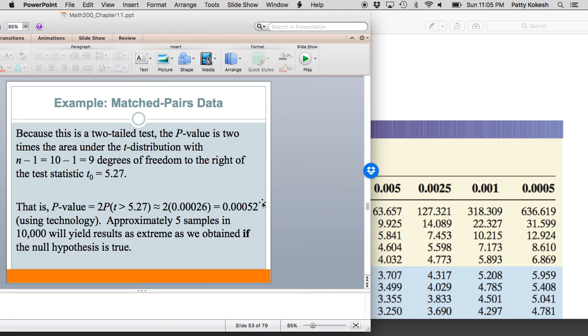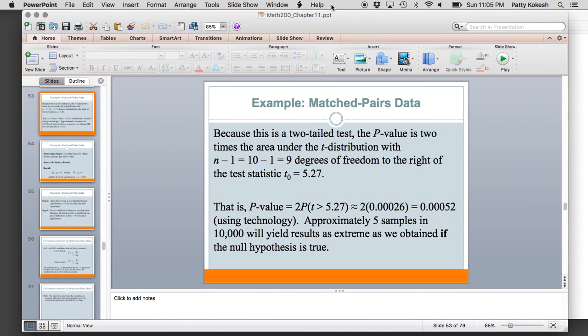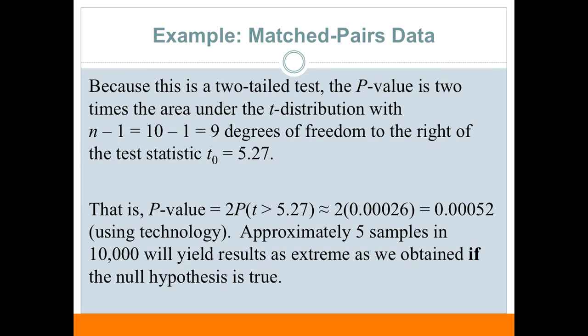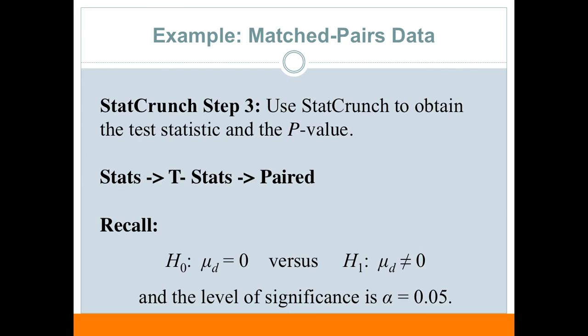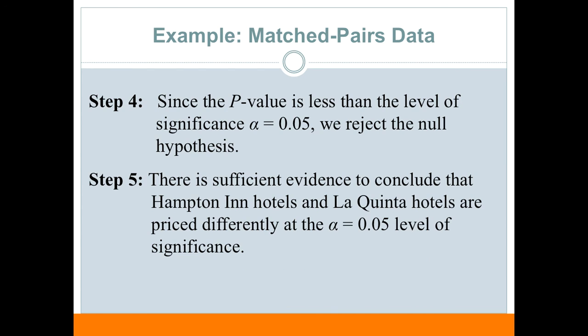Okay, so if we use technology, you would get a value of 0.00026 multiplied by 2 because it's a two-tailed test. So using technology, it's only 0.00052, that's our p-value. So only 5 samples in 10,000 would yield results that are as extreme or more extreme than this one if the null hypothesis were actually true. So it's very, very rare. So in this case, we would go ahead and reject the null hypothesis, and we would conclude that there is sufficient evidence to conclude that Hampton Inn hotels and La Quinta hotels are priced differently in some way.